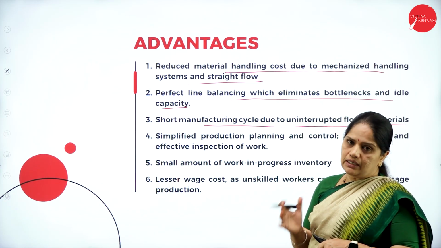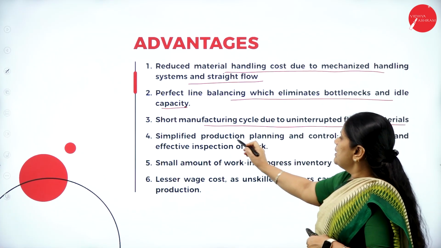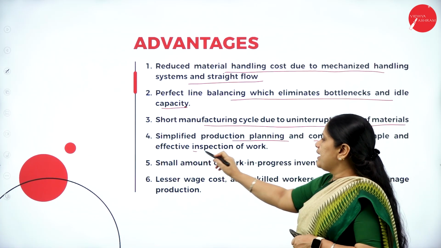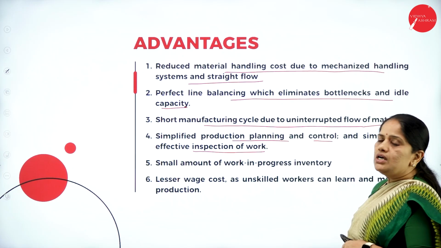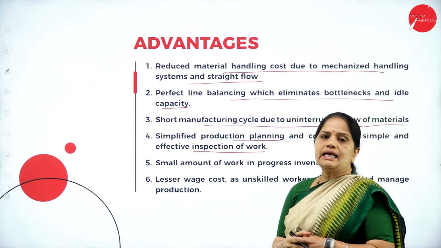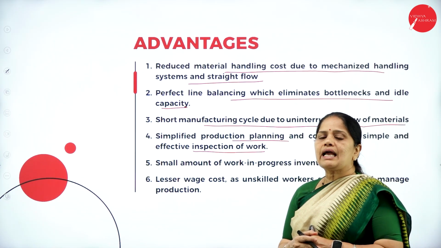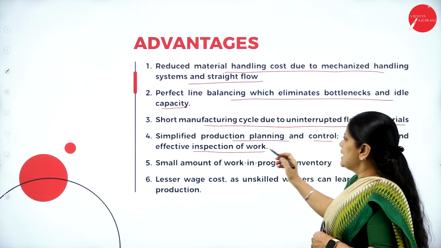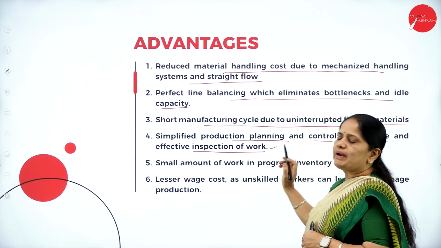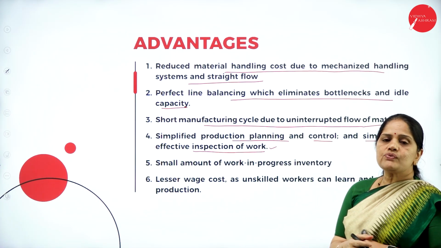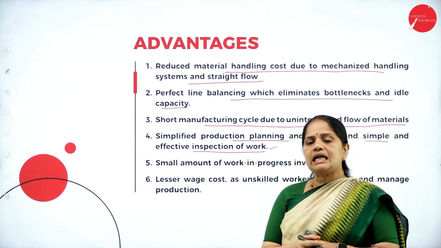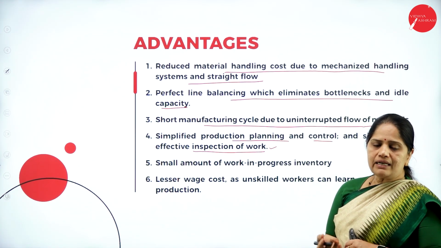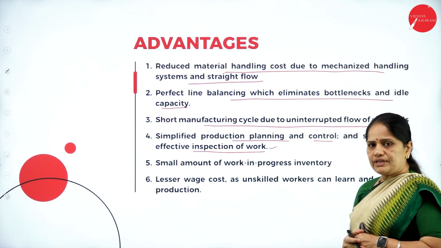So there will be a shorter manufacturing process, simplified production planning and control, and simple, effective inspection of work. So with this product layout, we can have simple production planning and control. Why? Because it is a very simple and effective inspection of work. Whatever outputs we are getting from this kind of plant layout will be available for inspection easily, and then we can pass it off easily.